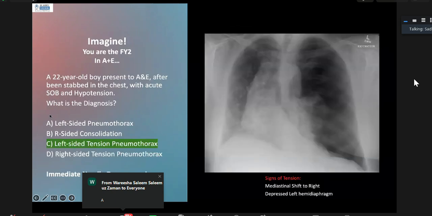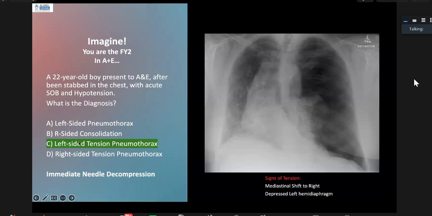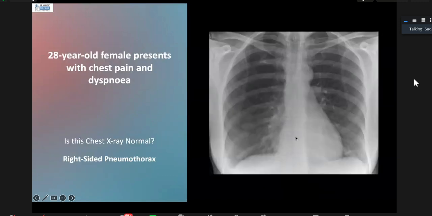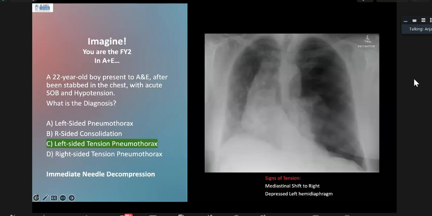Now the next case. So this was a left-sided tension pneumothorax. Now if you can see here, I don't know how visible it is to everyone. Oh, give me one moment. I think accidentally the slide moved. Let me move back.